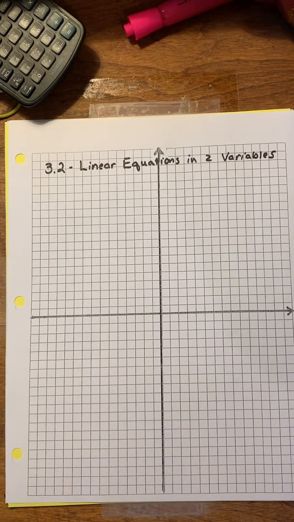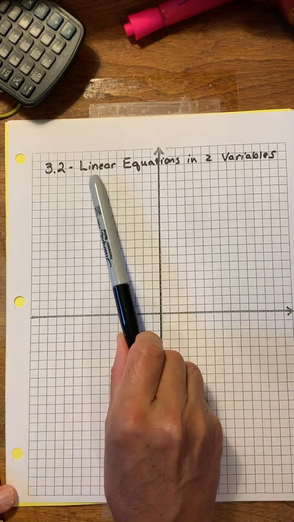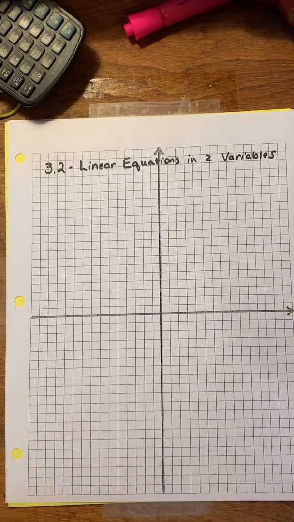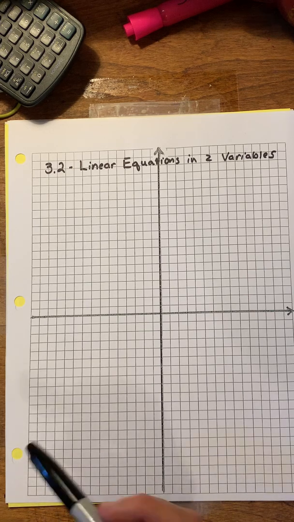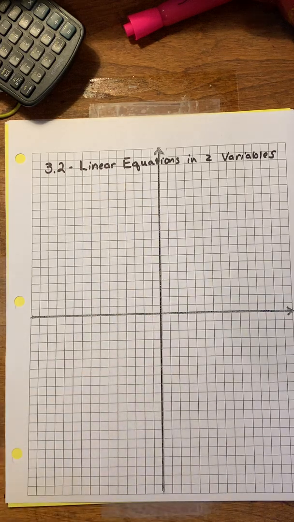We are going to be looking in this session at 3.2 linear equations in two variables. Now, linear is an adjective that describes a line. So these equations, if we were to graph them as old Rene Descartes said we could do with his rectangular coordinate system, they will form a line.